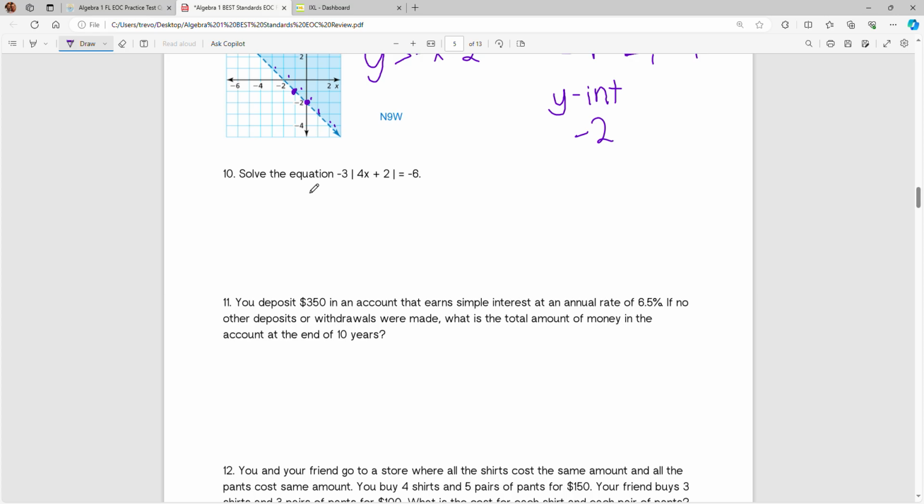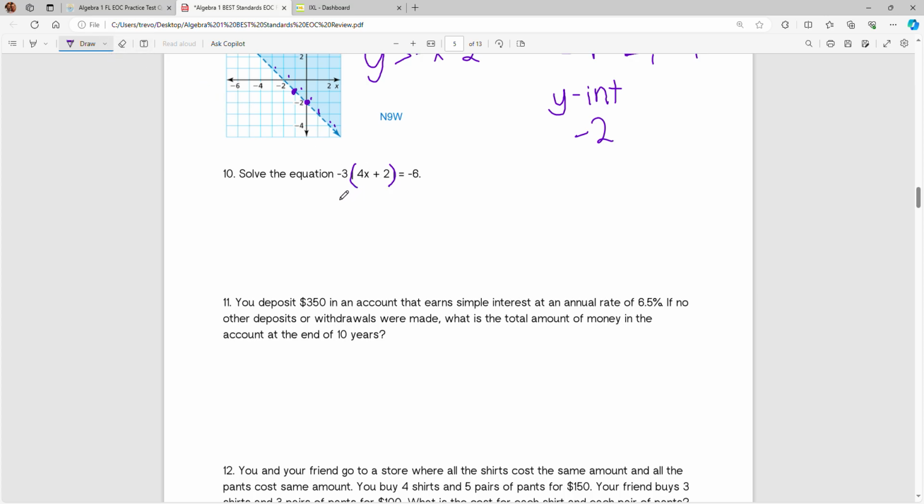Solve the equation -3 times the absolute value of the sum of 4x and 2 equals -6. So we are solving an absolute value equation here. And when I'm starting this, I am going to treat my absolute value like it's parentheses for a little minute, till I get them by themselves. So I'm just going to treat that kind of like parentheses, and try to isolate this.